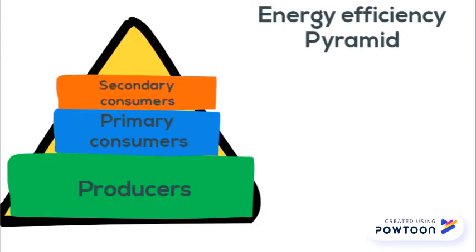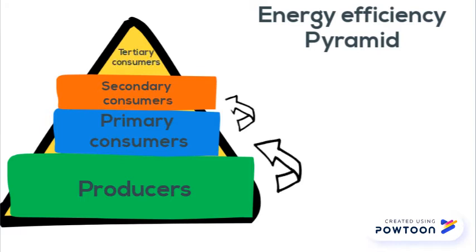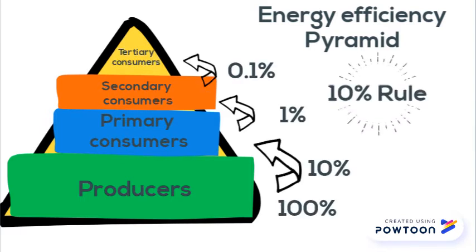An energy efficiency pyramid can help illustrate the amount of energy available in each trophic level. Scientists use the 10% rule, which allows them to explain how the amount of energy decreases as it is transferred from each trophic level. Because of this, fewer organisms can survive at higher trophic levels.